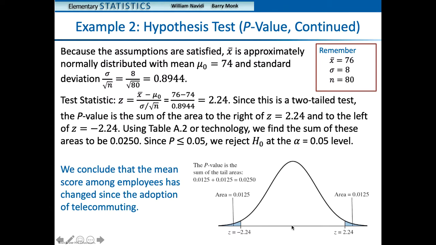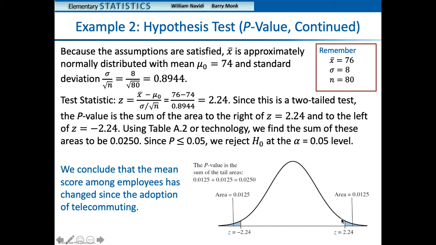Both areas will be the same because of the symmetry of the curve. So the easiest way to do it would be to just find one of the areas from the table, right? Maybe find the area to the right of positive 2.24, and then just take that area and multiply it by 2. Okay? So that's the extra step that you'll have to take with the two-tailed test. It's double the area that you find from the chart or from your calculator.